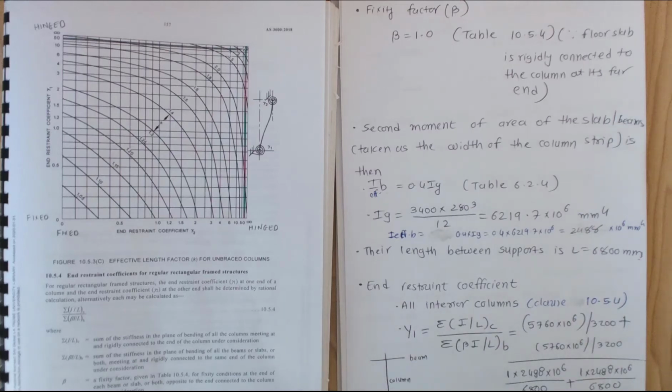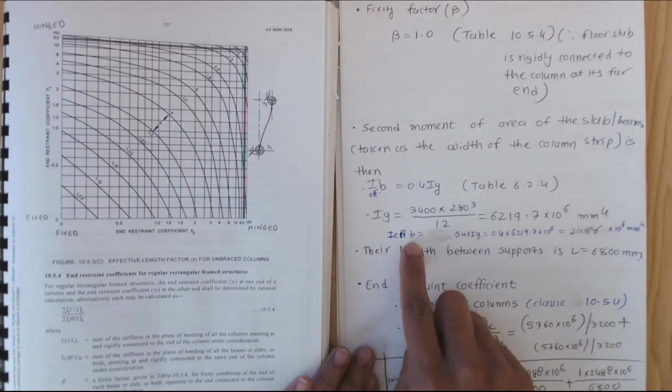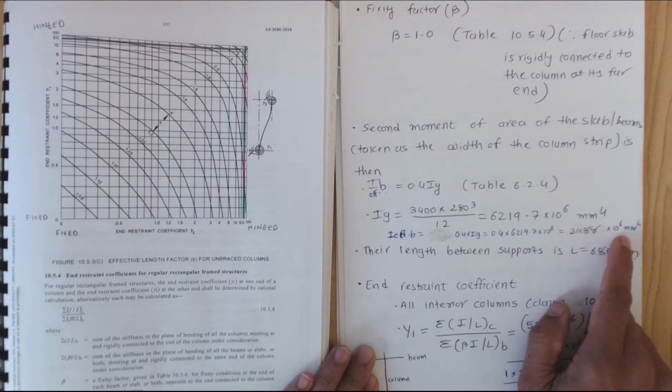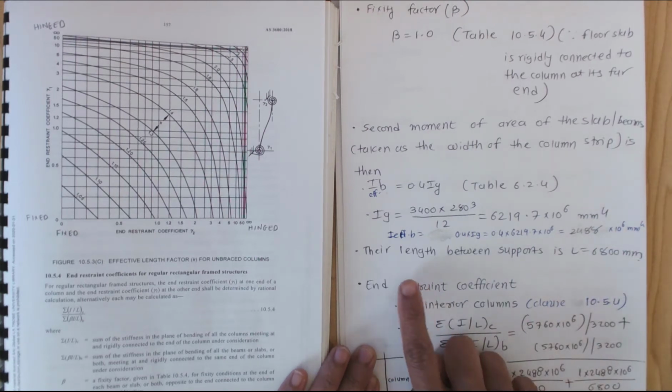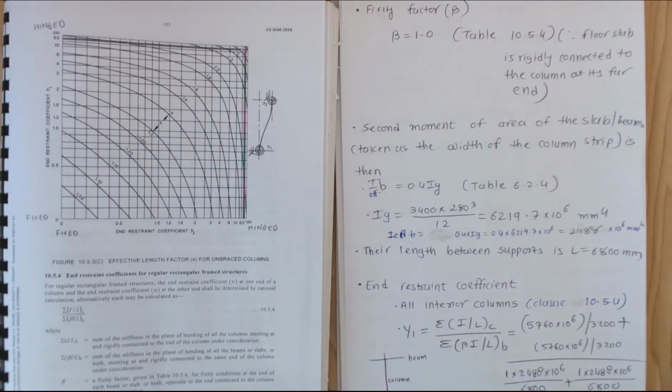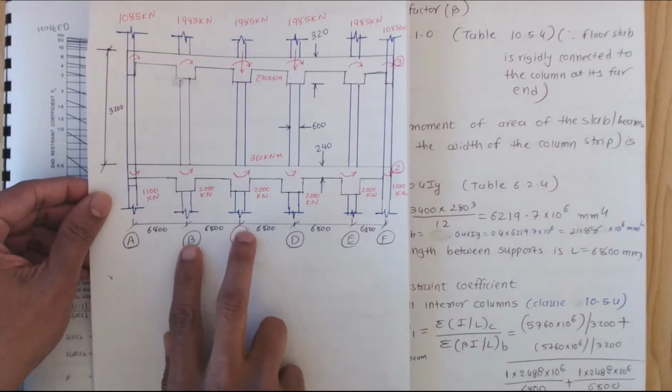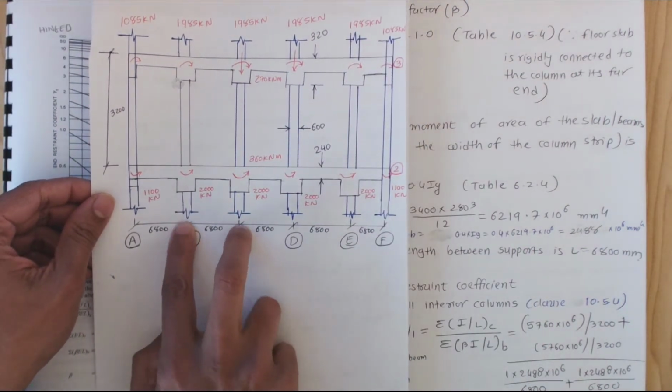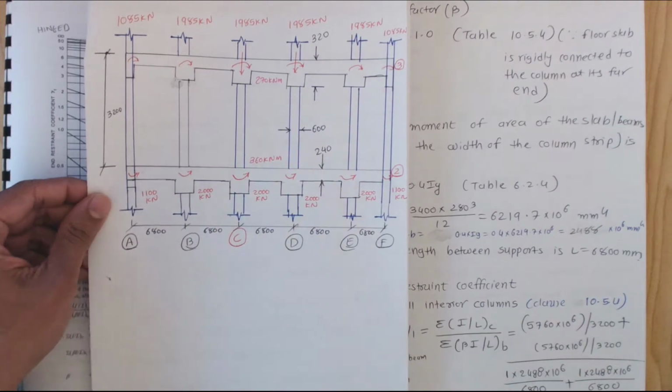Continuing from the previous video where we calculated I effective for the beam, 2488 times 10 to the power 6 millimeter to the power 4. Now we need to check the length between the supports, L equal to 6800 millimeters. If I can show it to you here, the length between the supports is 6800 millimeters. That is the length of the beam.